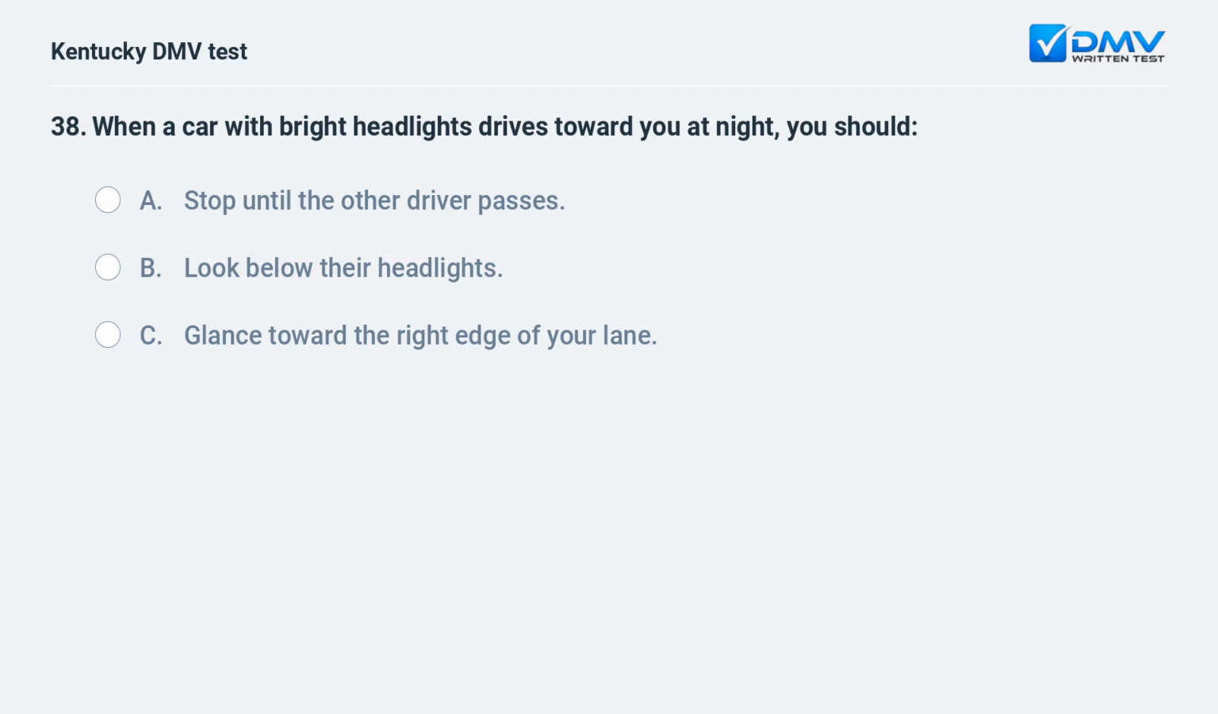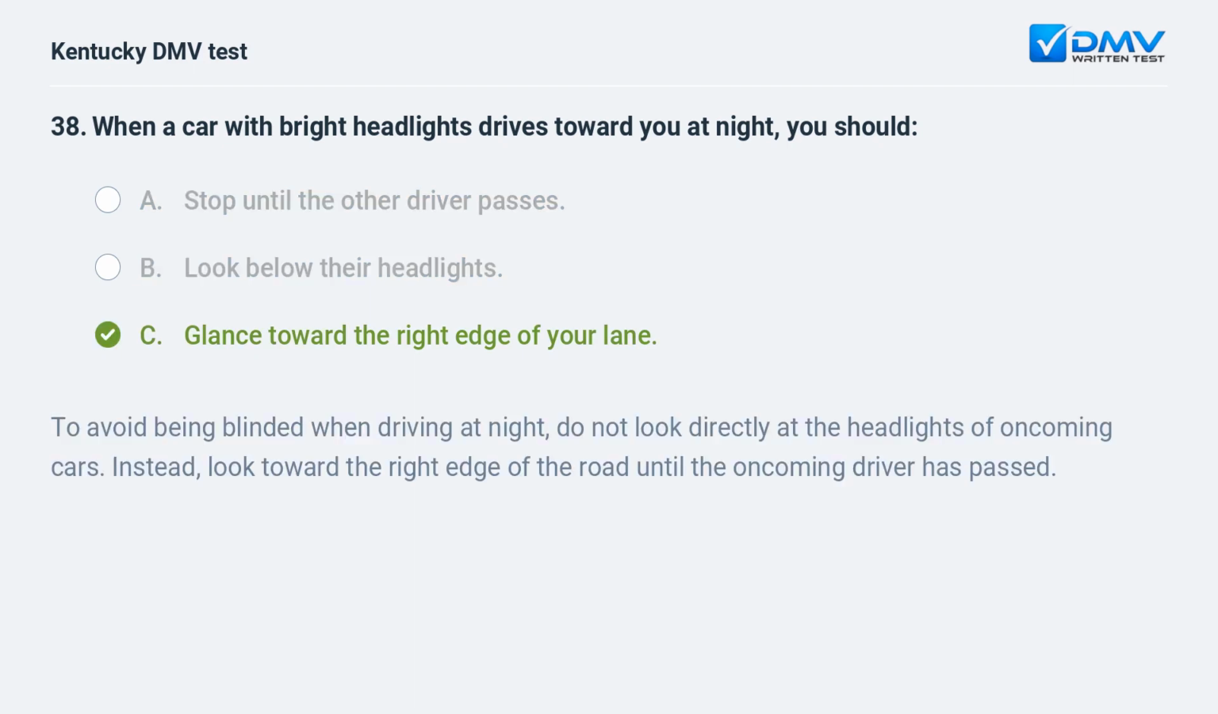When a car with bright headlights drives toward you at night, you should A. Stop until the other driver passes. B. Look below their headlights. C. Glance toward the right edge of your lane.